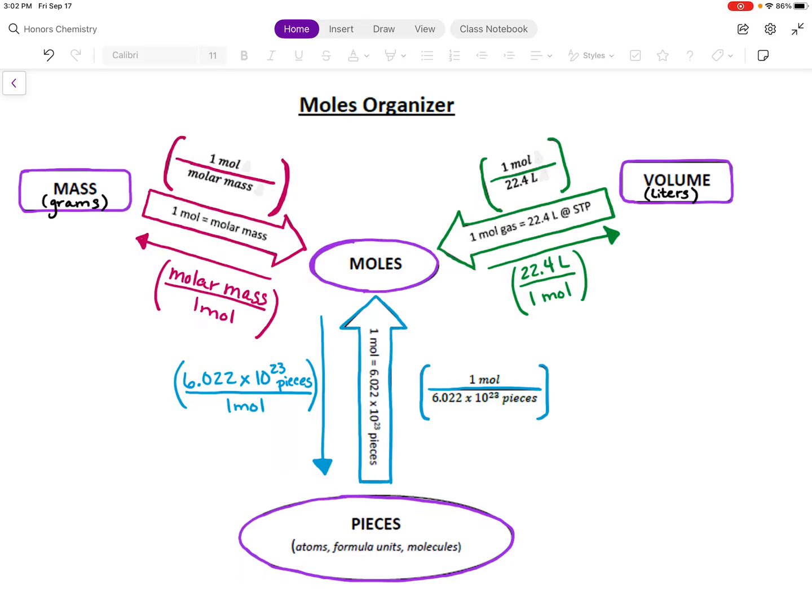Hello, and welcome to this guided practice for chemistry on mole conversions. This is the first part of a two-part series.